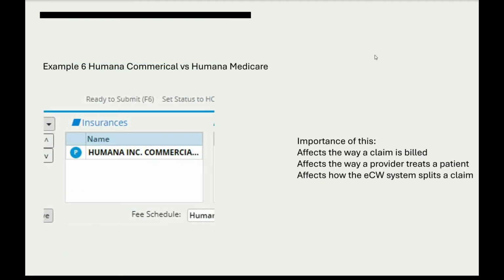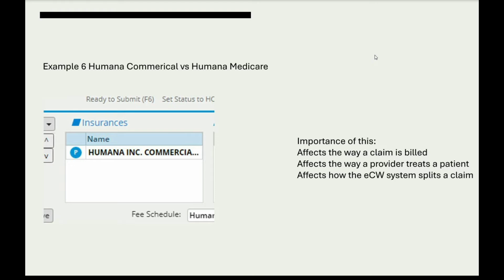All right, so example number 6. As we know, we have Humana Commercial and Humana Medicare, right? So we see a lot of Humana Commercial being chosen when they actually have Humana Medicare Advantage. Something this little impacts us greatly. It affects the way the claim is being billed.